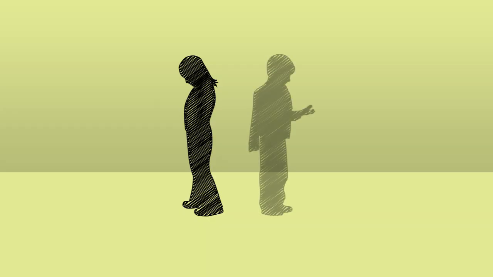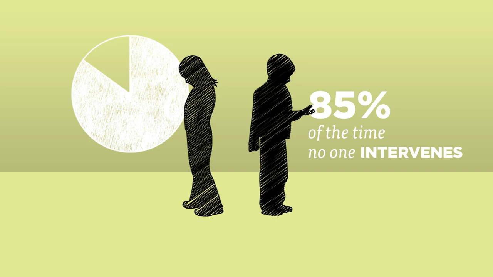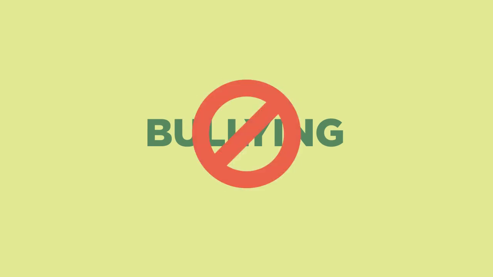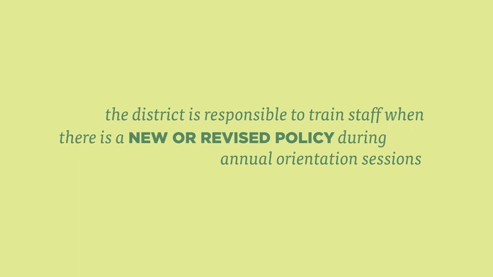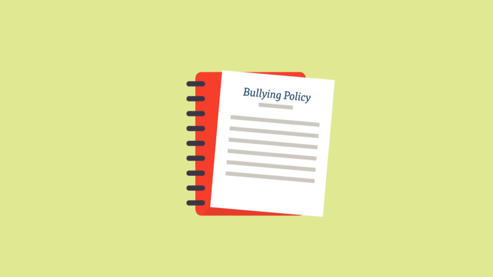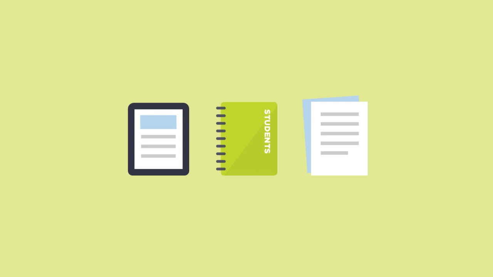Train. A girl or boy is bullied every 7 minutes. 85% of the time, no one intervenes. Actions of teachers, administrators, and school staff can make a difference in stopping bullying. District and school administrators must lead efforts to inform all staff about the anti-bullying policy. They must be clear they will not tolerate bullying. The district is responsible for training staff when there's a new or revised policy during annual orientation sessions. All employee training materials should include the policy on bullying, harassment, and intimidation. Schools should take the lead on communicating information about policy and school rules to students and their families.